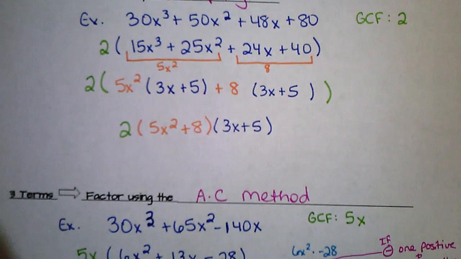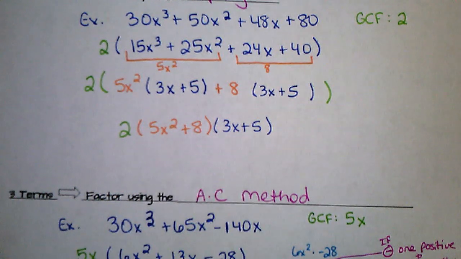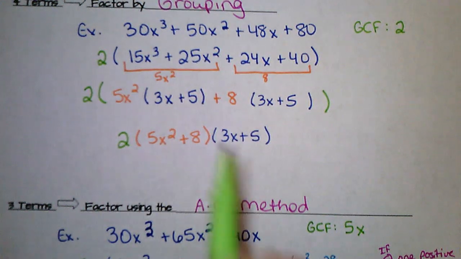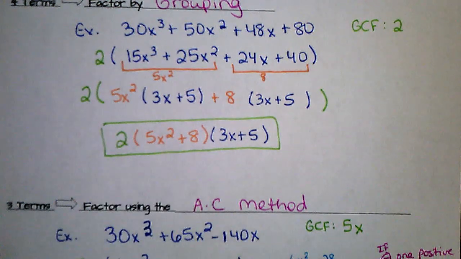Now, you might be asking yourself, hey, Mrs. Black, does it matter if I feel like writing the 3x plus 5 first and the 5x squared plus 8 second? No, that doesn't matter at all. It doesn't matter what order it's in because it's multiplication, and multiplication is commutative, meaning it doesn't matter what you put first and second, they're going to get multiplied together.